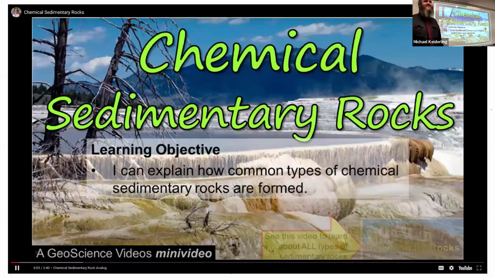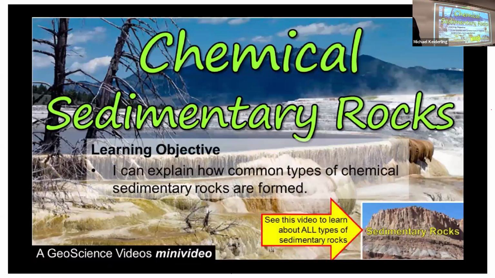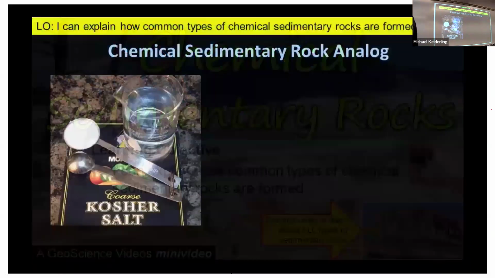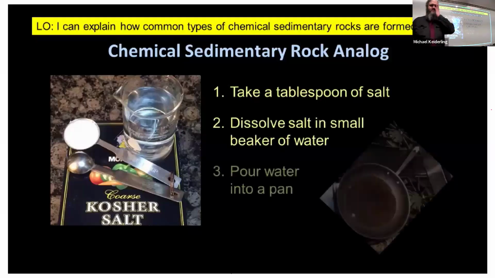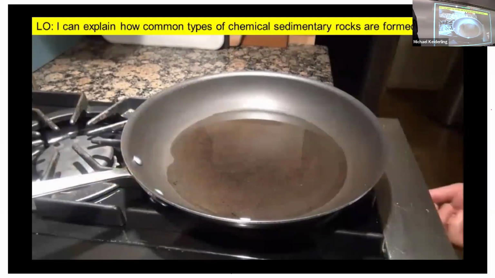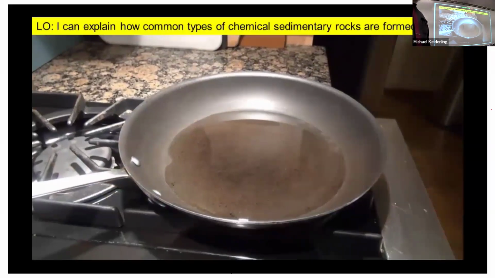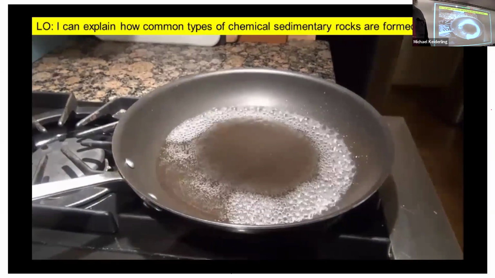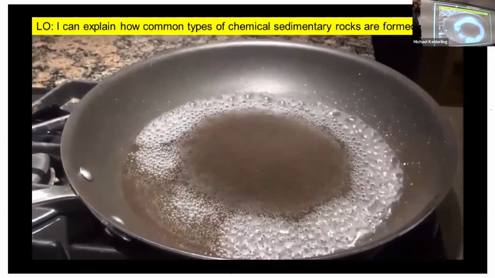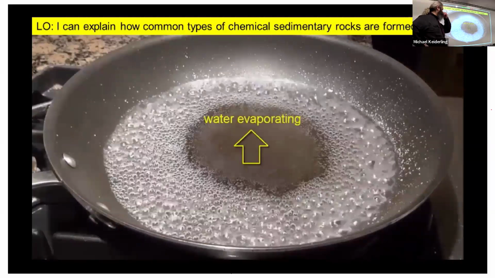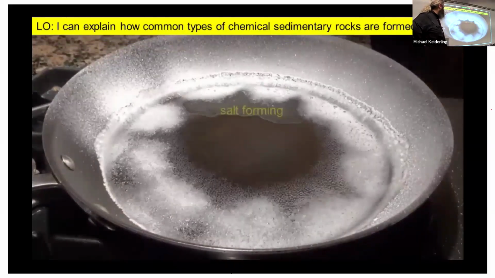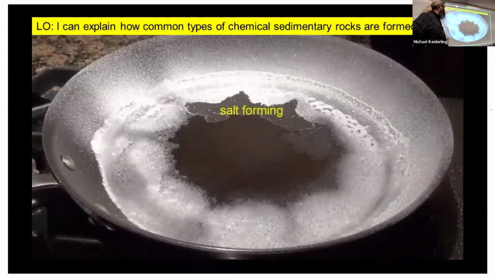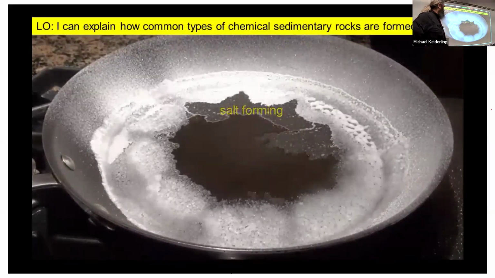I misremembered something. Chemical sedimentary rocks are one of the three major types of sedimentary rocks. This mini video explains how they're formed. Imagine you took a tablespoon of salt and dissolved it in this small beaker of water. Then you added the water to a pan on the stove and cranked up the heat. As time passed, in this case about 4 minutes speeded up, the water would gradually evaporate and the salt concentration in the remaining liquid would get progressively higher until the salt began to precipitate out of solution. You can see the salt crystals forming here and along the edges of the pan.